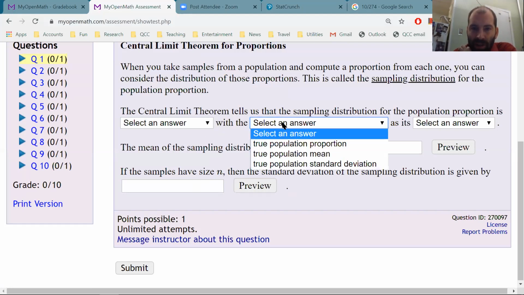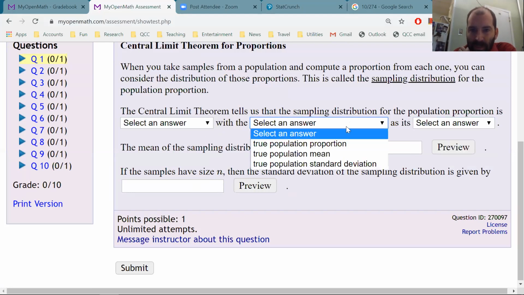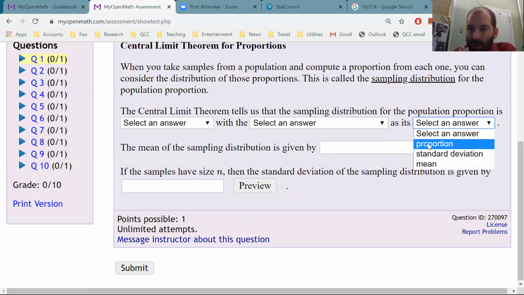Then you're going to determine what these things are here, whether we're talking about its proportion, standard deviation, or mean. And then the mean of the sampling distribution, this part. If you look at the central limit theorem, and we'll take a look at this in a little bit, it actually specifies what the mean is.